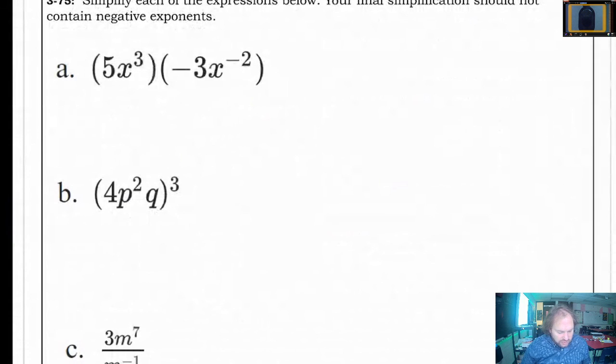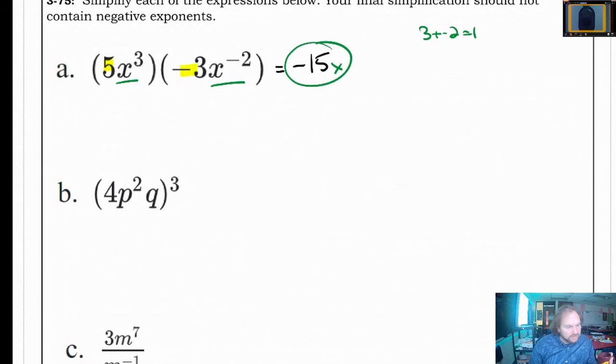Your final simplification should not contain any negative exponents. Okay, good. This is good practice for the sub-skill going into our generic rectangle adventure. Here I see 5 times -3, that's -15. And we've got x to the third times x to the negative second. That's just going to be x, because 3 plus -2 is equal to 1. -15x is the answer there. No negative exponents, so we're good to go.